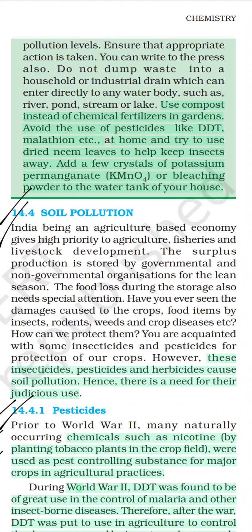You are acquainted with some insecticides and pesticides for protection of our crops. However, these insecticides, pesticides, and herbicides cause soil pollution. Hence, there is a need for their judicious use. Pesticides.